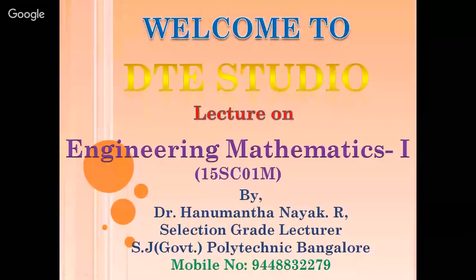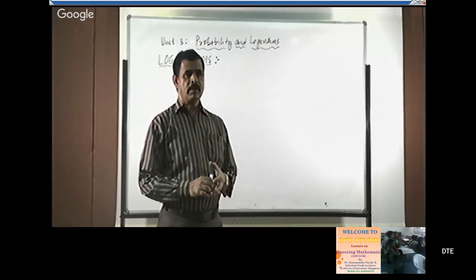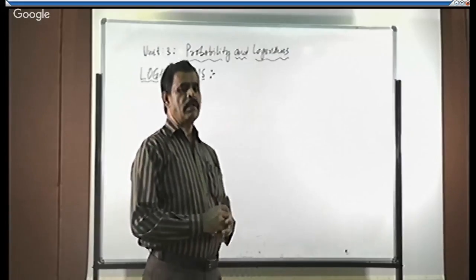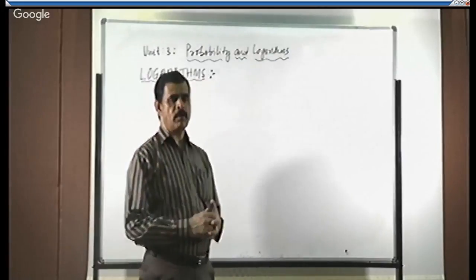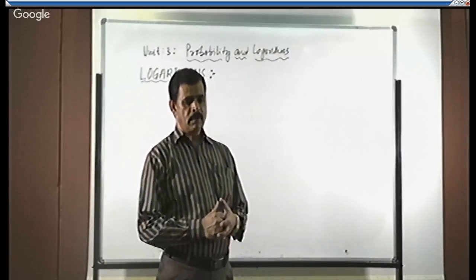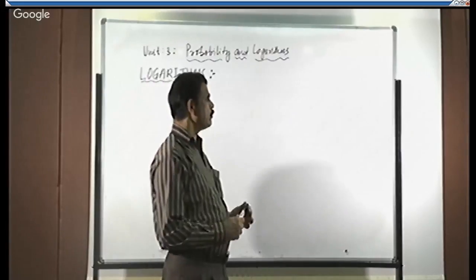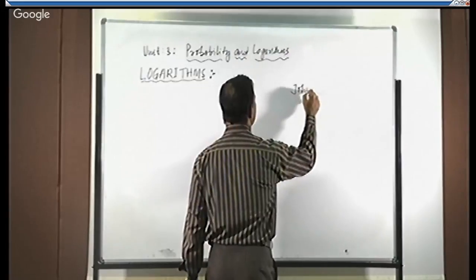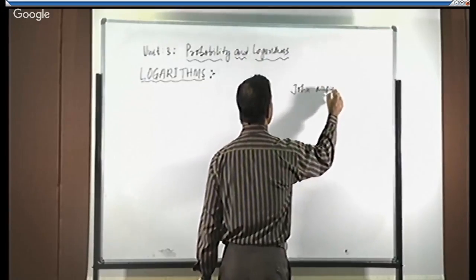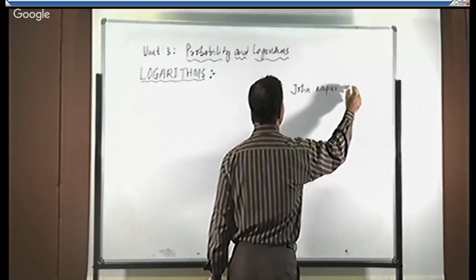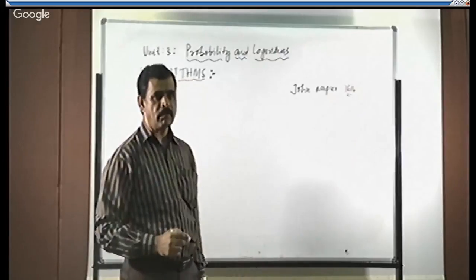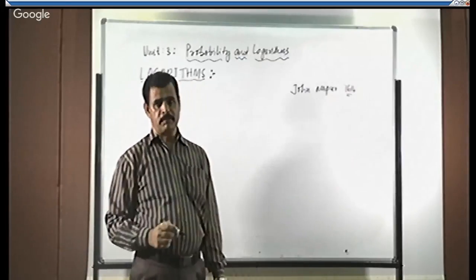So let us discuss the third unit. The third unit is logarithms. So in this class, I will discuss about logarithm. Logarithm was first invented by John Napier in the year 1640. John Napier is a mathematician who invented this logarithm.